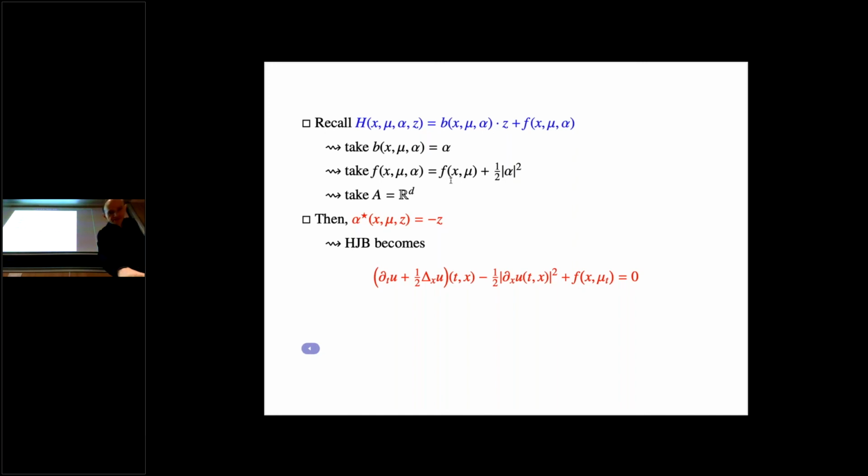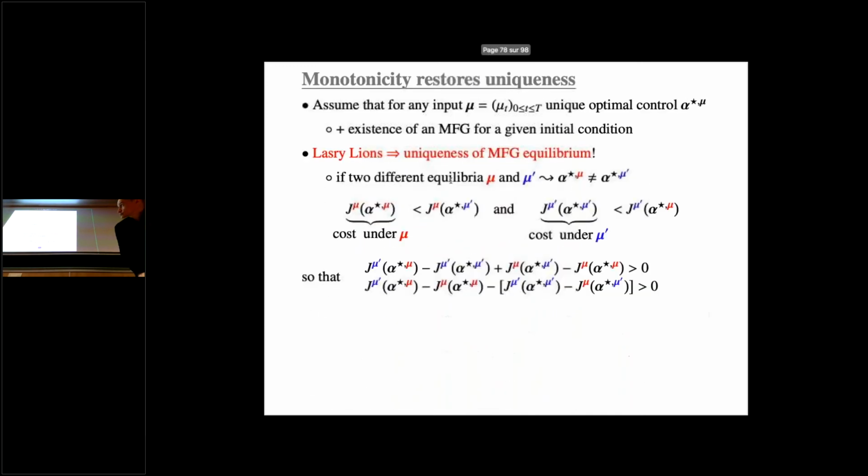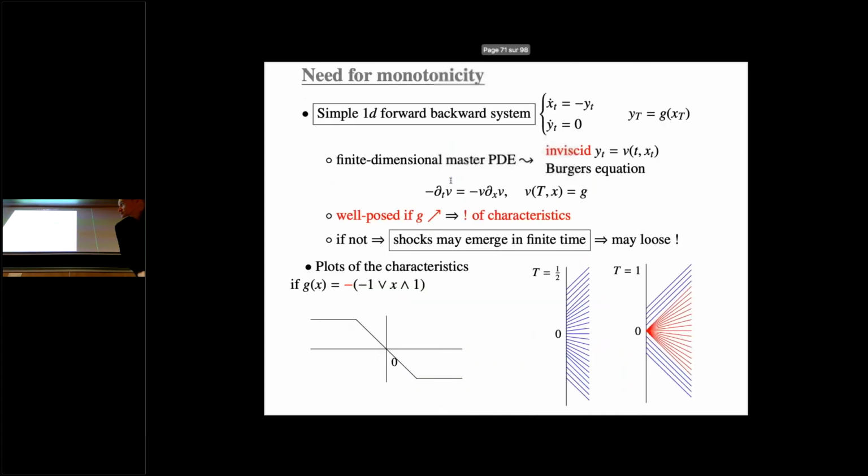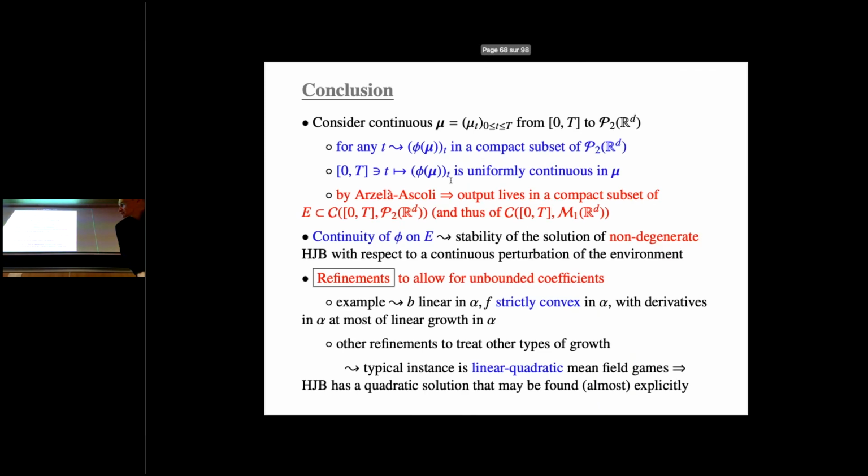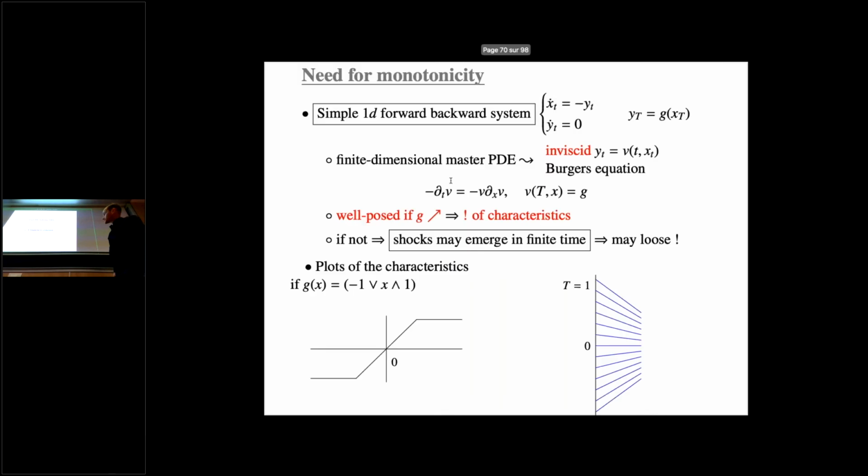Now, I think that I have a bit of time. Yes, I have 15 minutes. I would like to say more about uniqueness. So this was for existence, and now let me come back to uniqueness. So this will be the very last part of my talk this morning. So uniqueness is much more difficult, and this is a quite fascinating question.